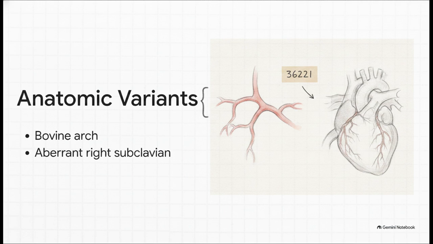But here's the absolutely vital takeaway. These anatomic variants do not, I repeat, do not change your code assignment. You stick right there with 36221.